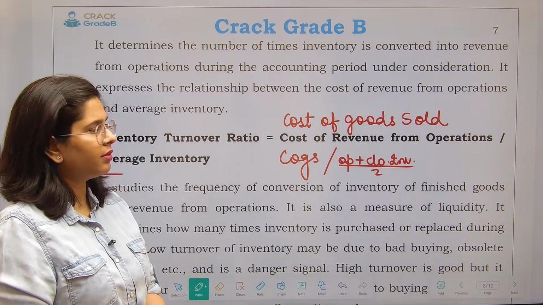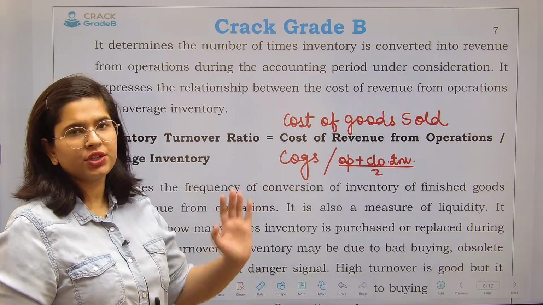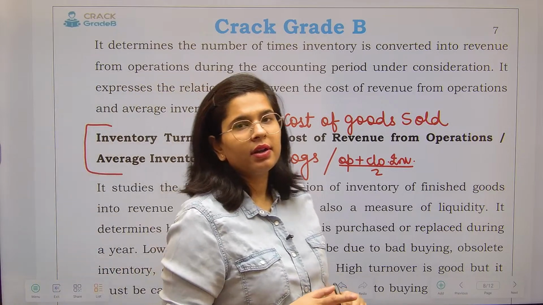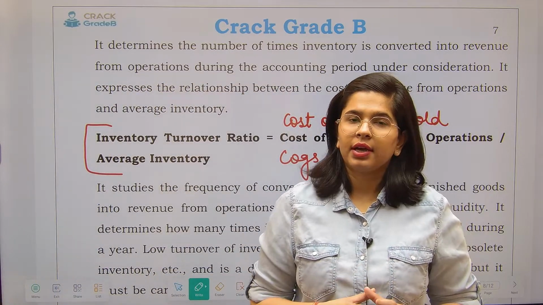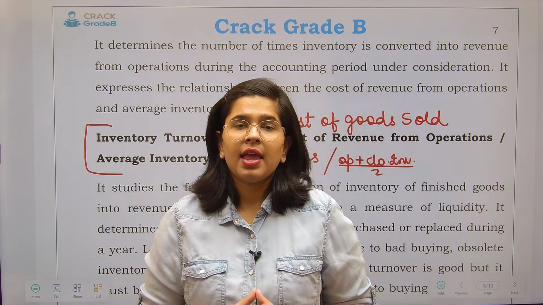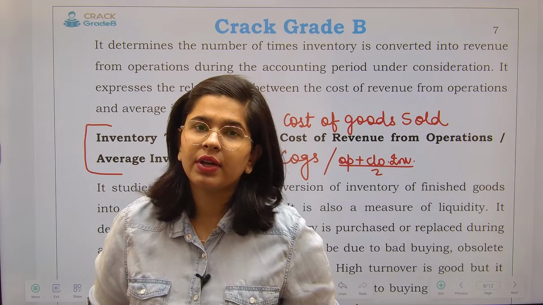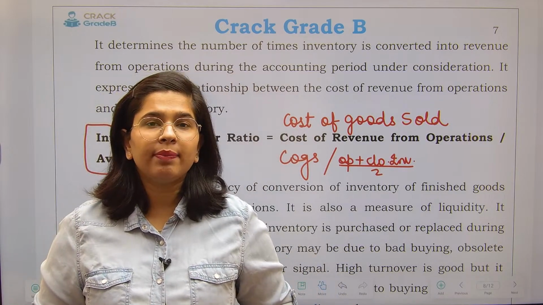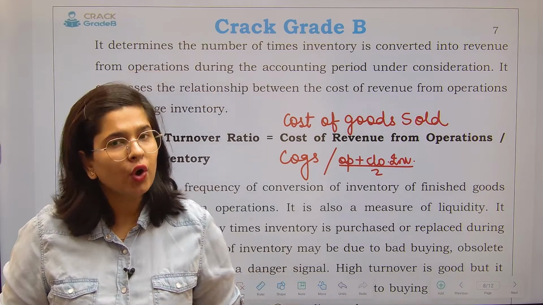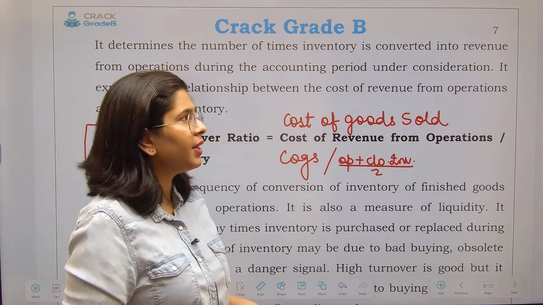Now why is the calculation being done like that? See, what happens is whatever sales you are doing, that is directly related to the inventory. By calculating inventory turnover ratio, we do not want to keep the inventory for a longer period of time. I repeat, we do not want to keep the inventory for a longer period of time.